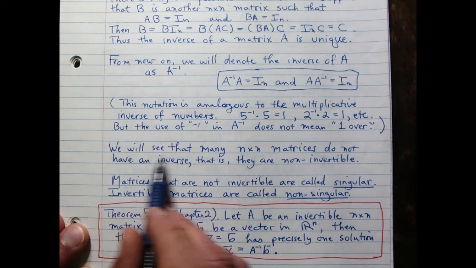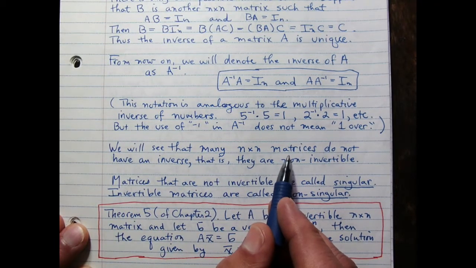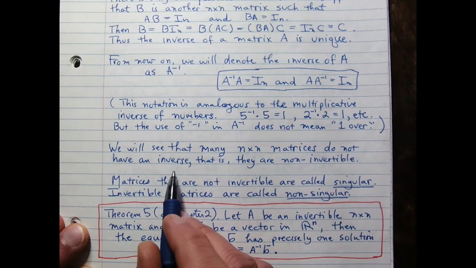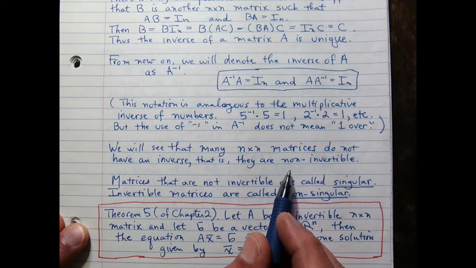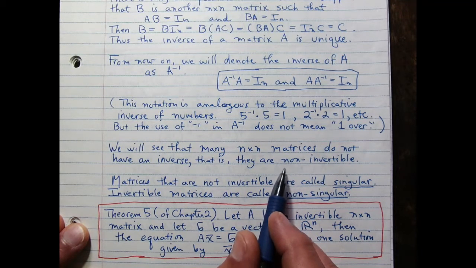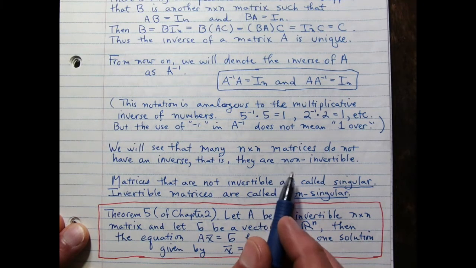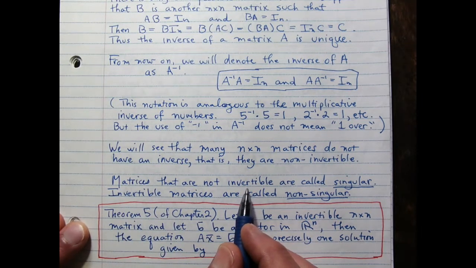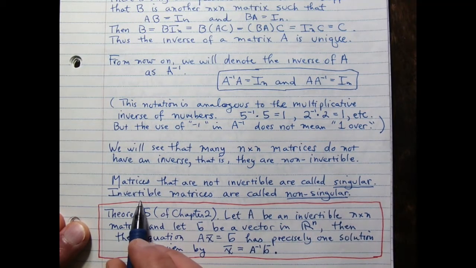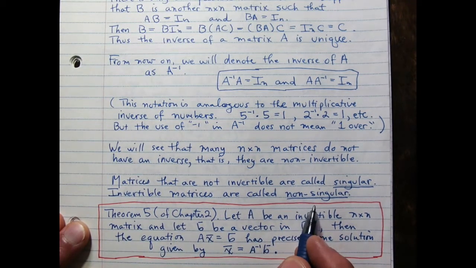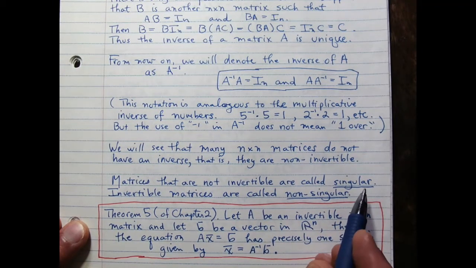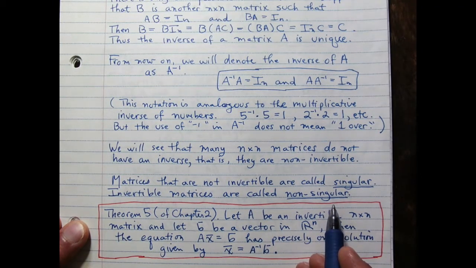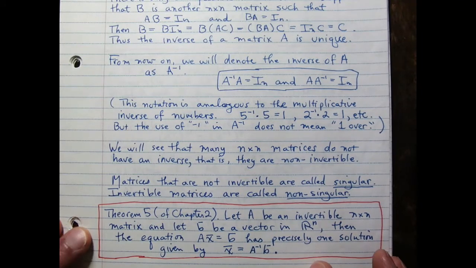Now, we will also see that many n by n matrices do not have an inverse. They are non-invertible. So there are going to be two kinds of square matrices, those that are invertible and those that are not. Matrices that are not invertible are called singular. Invertible matrices are called non-singular. Ever since I was a student, I found this singular, non-singular language confusing, so we're not going to use it. I just mention it here because you may see it elsewhere. But in our course, we'll always just say invertible or non-invertible.